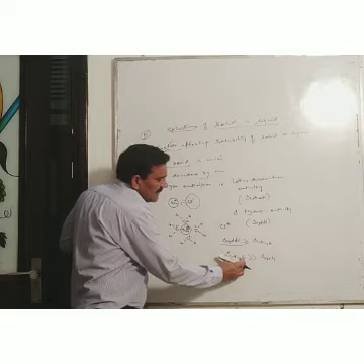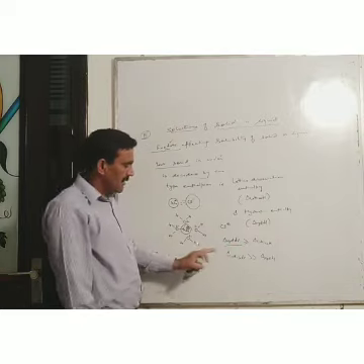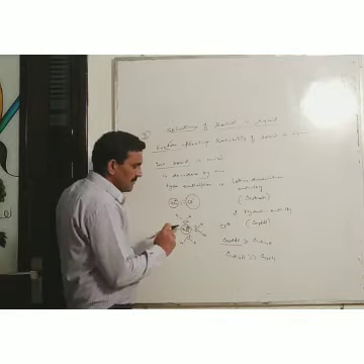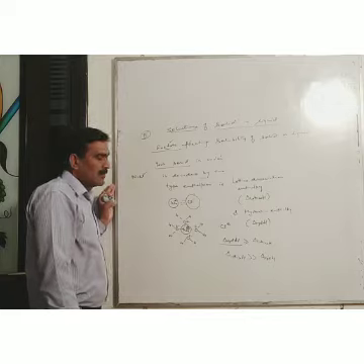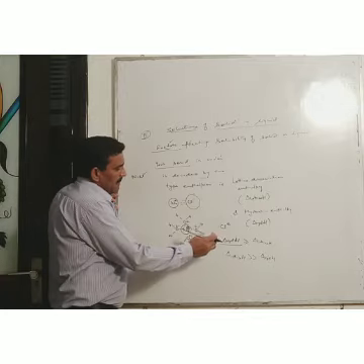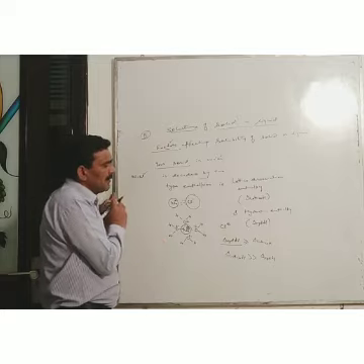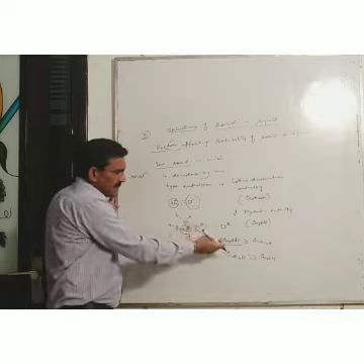But if the lattice enthalpy of an ionic solid is much more than the hydration enthalpy, your ionic solid will not dissolve in water. For example, sodium chloride is water soluble because the lattice enthalpy of sodium chloride is almost equal to its hydration enthalpy, or the lattice enthalpy is a little more than the hydration enthalpy.